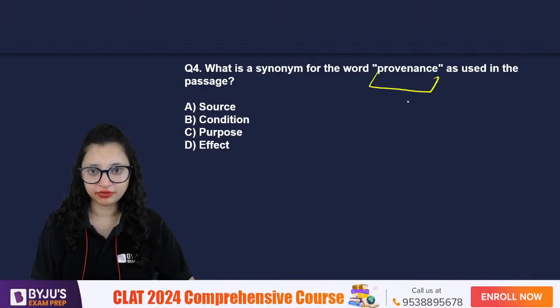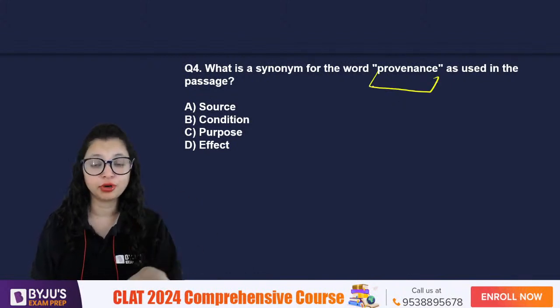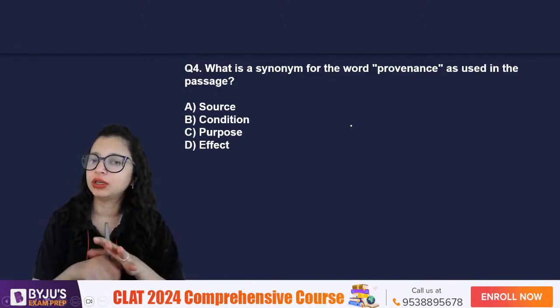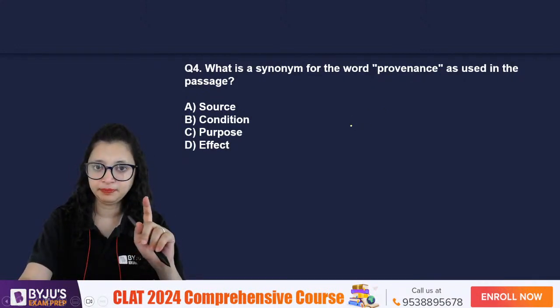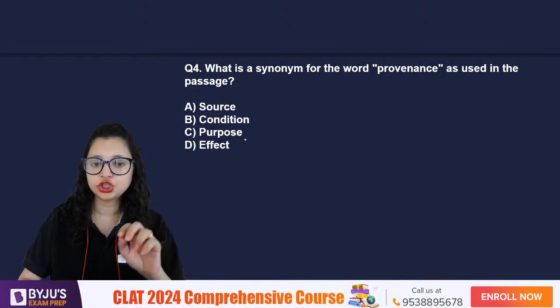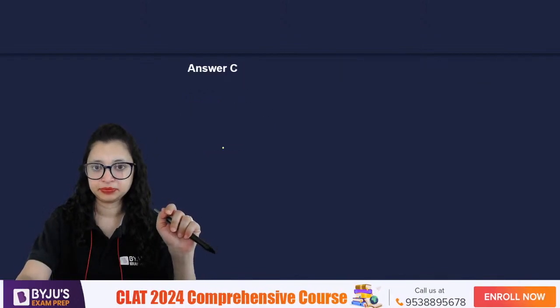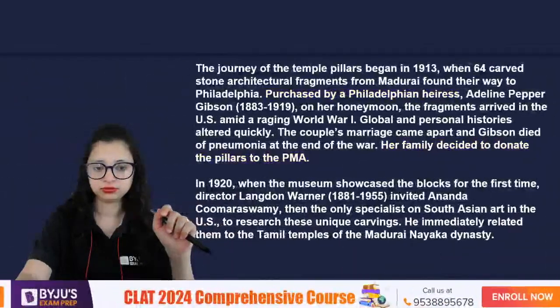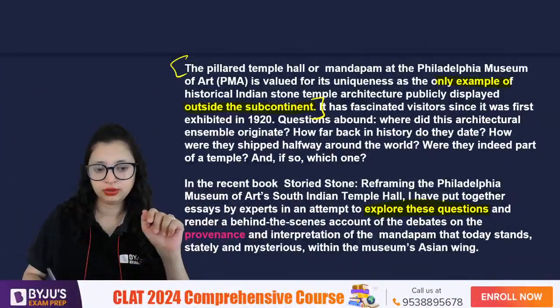Synonym for the word provenance. Again, I'll take you back to where the word provenance was written. Even if you don't know the exact meaning, the sentence will tell you what the answer is. Provenance, ठीक है? Options say source, condition, purpose, effect. Here you go. This is provenance.